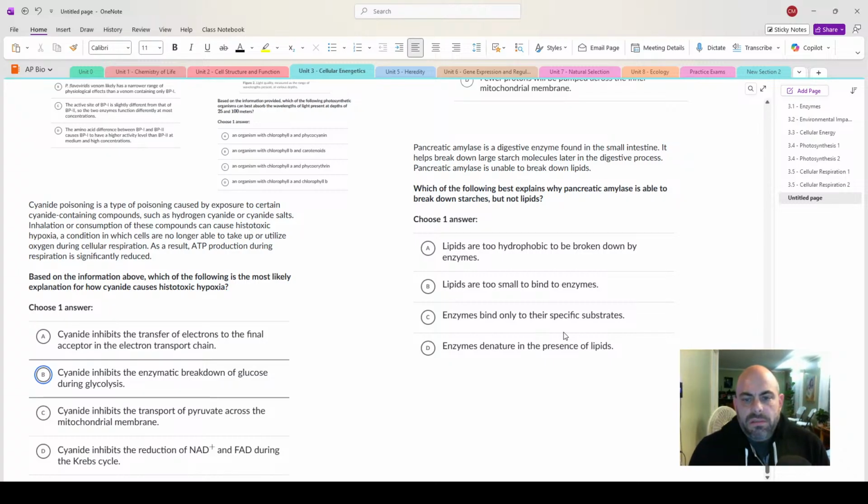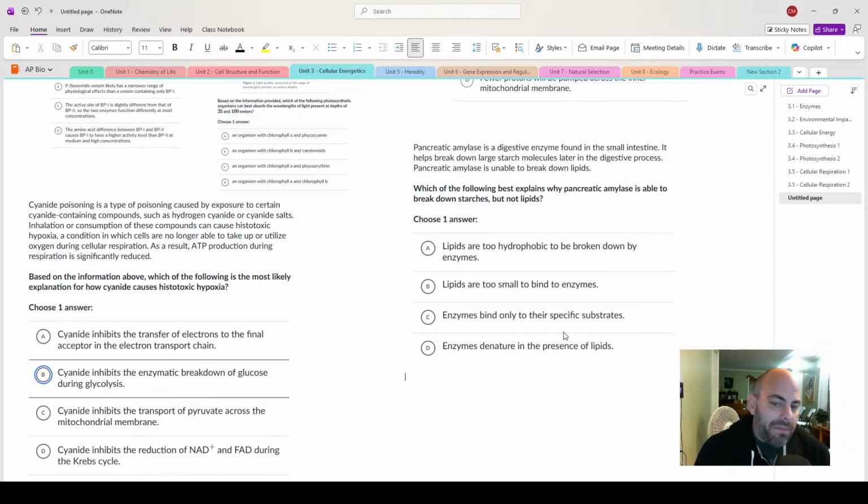Pancreatic amylase is a digestive enzyme found in the small intestine. It helps break down large starch molecules later in the digestive process. Pancreatic amylase is unable to break down lipids. Which of the following best explains why pancreatic amylase is able to break down starches but not lipids? It's because starches and lipids are shaped differently. The active site of pancreatic amylase is shaped specifically for starch and not for lipids.